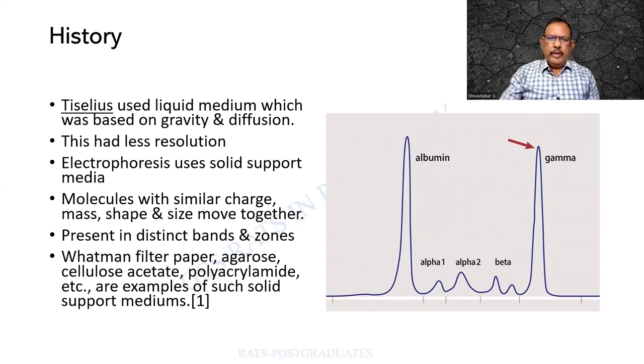And the principle is the molecules with a similar charge, mass, shape, and size move together. So tell me your friends, I'll tell who you are. So the molecules move together. And similarly, there can be another group of friends and another group also. They get separated and you can identify them as distinct bands or zones. There are various types of this electrophoresis, which can be the Whatman filter, the agarose gel, polyacrylamide, etc. They are all used as supporting medium.